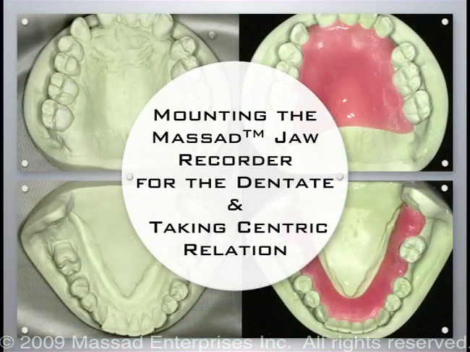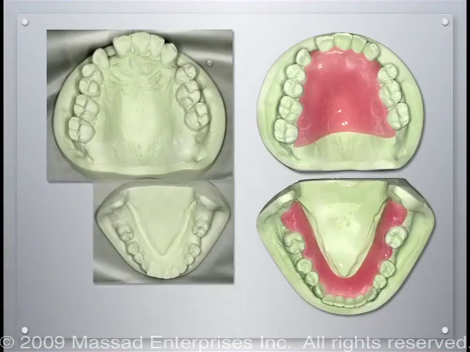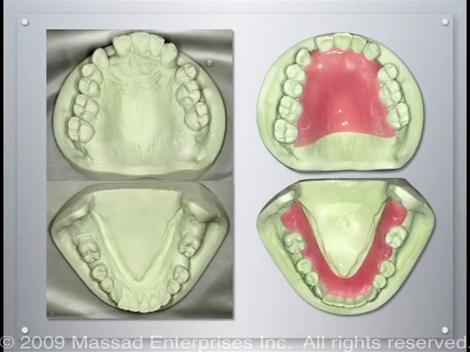Mounting the jaw recorders for the dentate and taking centric relation. As seen here, we have maxillary mandibular casts and fabricated resin bases to attach the jaw recorders. This is another look at the definitive cast and the resin bases.